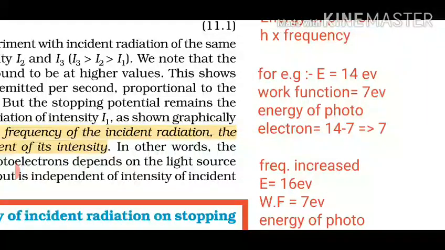First example I am considering, look, let us suppose the energy is 14 eV. For example, energy is 14 eV, and this energy is of whom? It's of the photon.